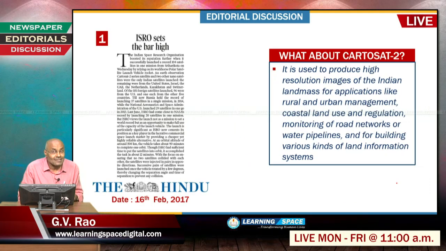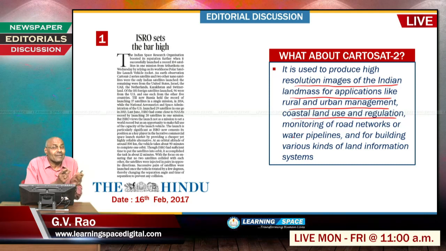Then Cartosat, yesterday's 104 include one Cartosat satellite, and it will produce high resolution images of the Indian landmass for applications like rural and urban management, coastal land use and regulation. Right. So, this is about yesterday's launch, and you should have a clear idea about sun synchronous orbit and geosynchronous orbit. And if you are not clear, we will deliberate about these two aspects with pictures in some other class as and when the opportunity comes with regard to space exploration.